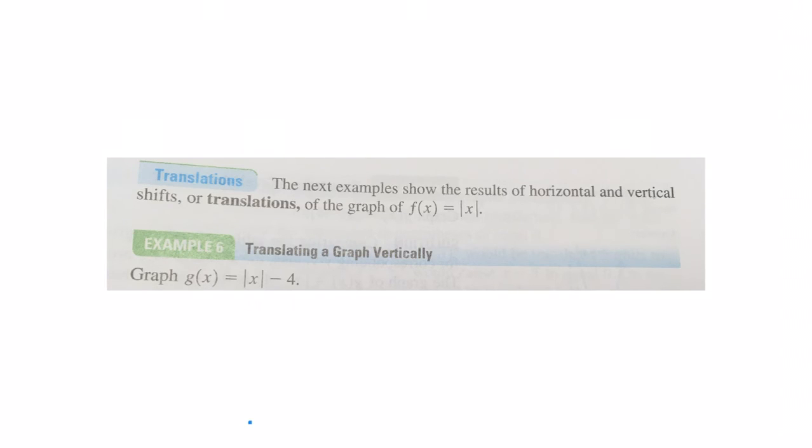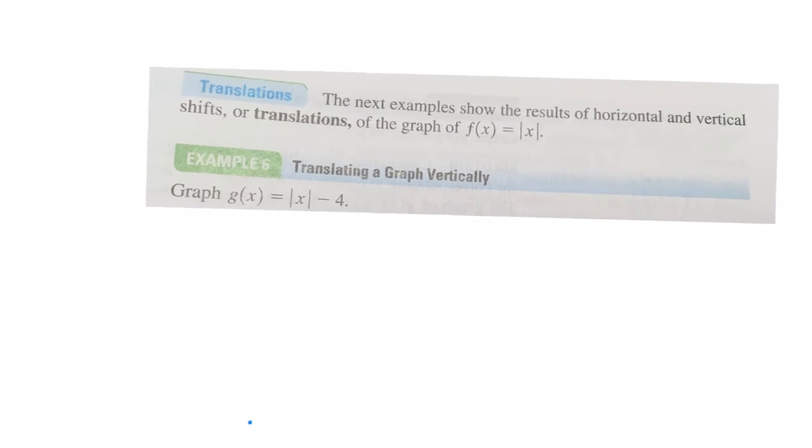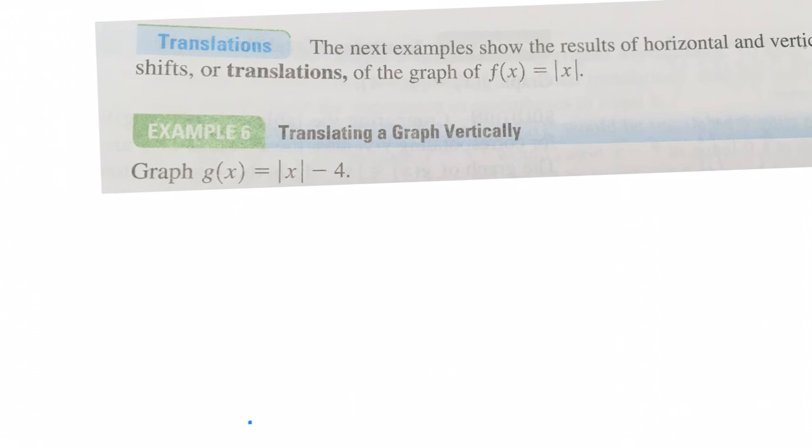So the last topic we're going to talk about is the topic of translations. Pretty much a translation is whenever you shift a graph horizontally or vertically on the plane. Like for the next example, it says graph absolute value of x minus 4. With the minus 4 on the outside of the absolute value. Whenever it's on the outside like this, that's when you can tell it's going to be a vertical shift, meaning it's going to be shifted up or down. To figure out which direction it goes, let's create a table of values.